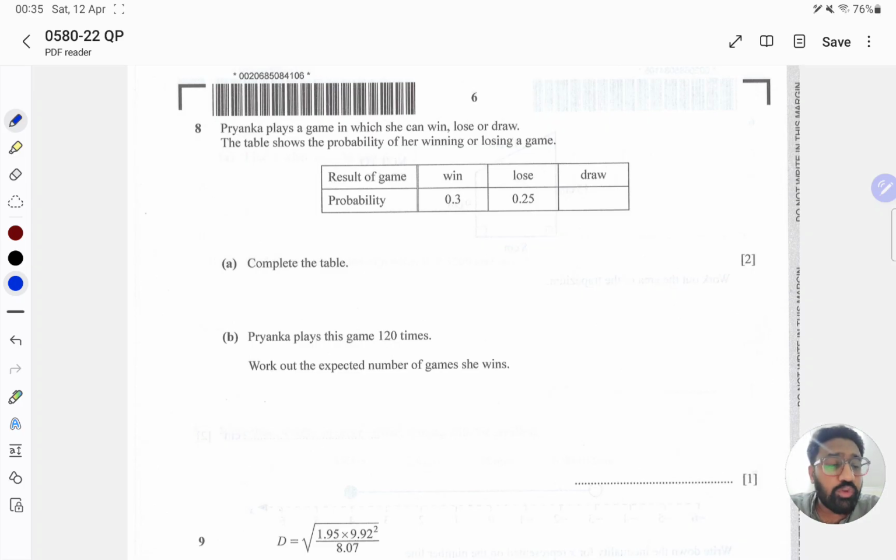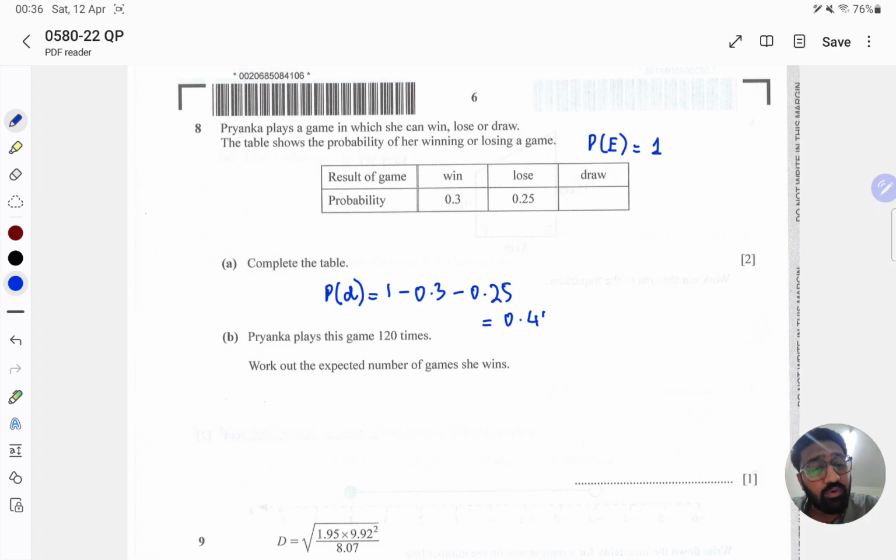I'm sure you must know that the total probability of all events is always equal to 1. So if we are interested in finding the probability of a draw, we can subtract the probability of winning and losing from the total probability, which is 1. We can find the probability of the draw, which is 1 minus 0.55, so it will be 0.45.